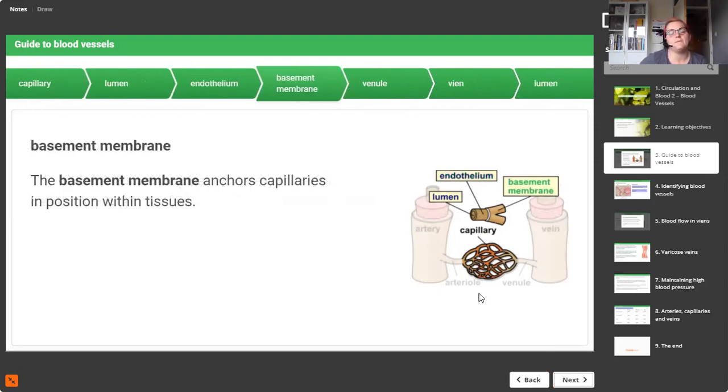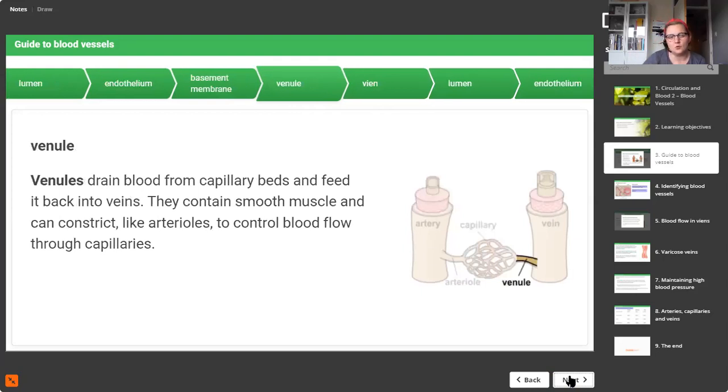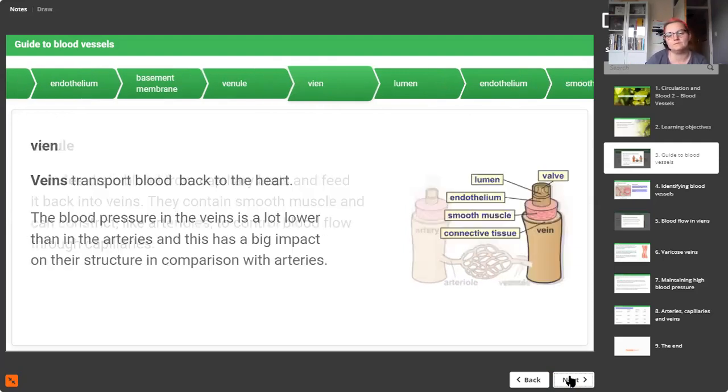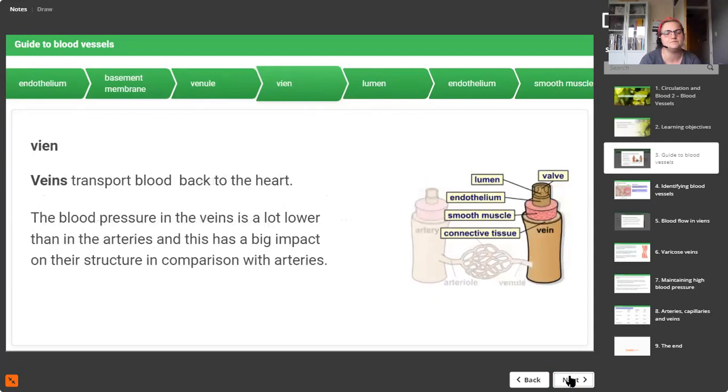Basement membrane, and the basement membrane anchors our capillaries in position within tissue, so they're not all floating around, they're in a set place. That takes us onto our venule, and these drain blood from the capillary beds and feed it back into the veins. Again, they contain smooth muscle, and they can constrict like arterioles, and this is to control the blood flow through the capillaries. And finally, we have the vein.